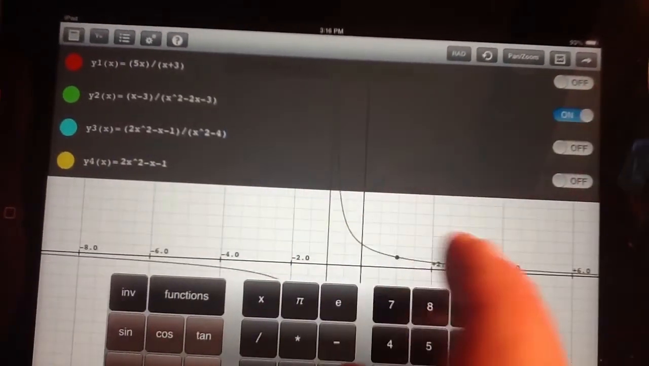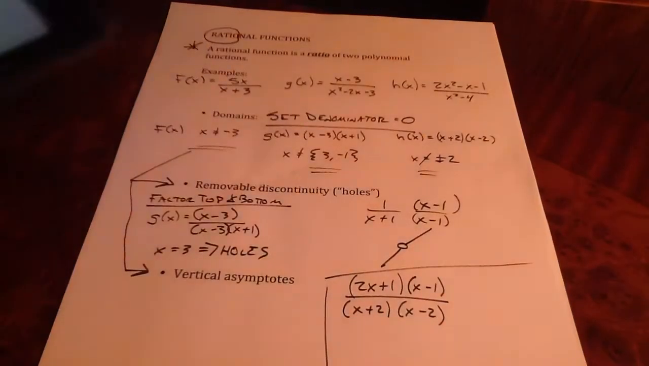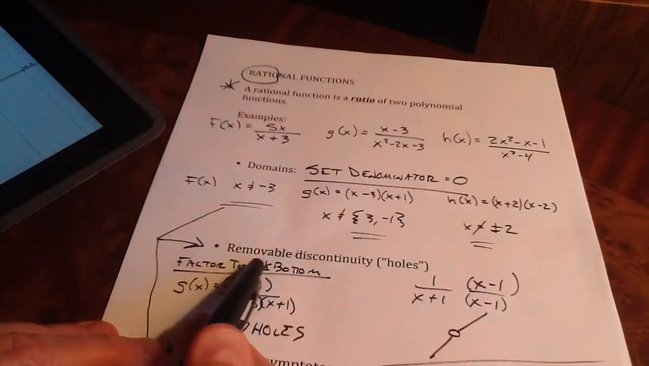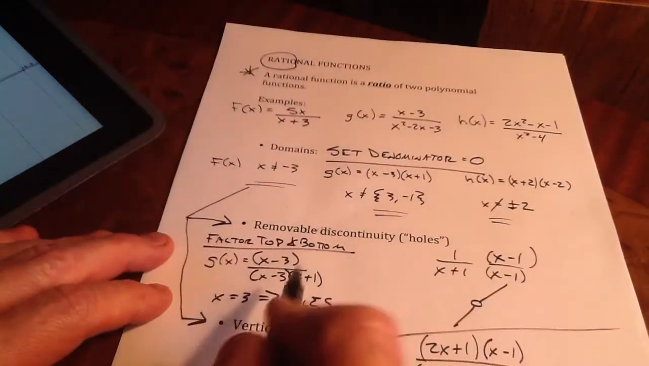So let's take a look at that one. Oh yeah, that's what I'm talking about right there. There's only one asymptote. Good. So if it's not a hole, it's a vertical asymptote. Another name for a hole is a removable discontinuity. Why do we call it removable? I will tell you why.